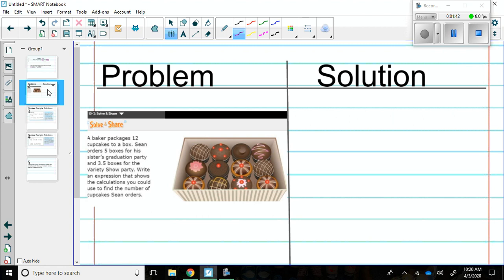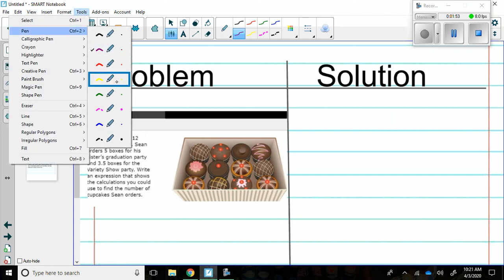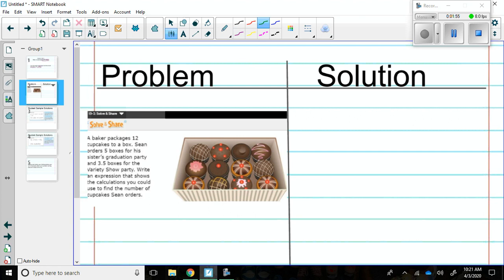Okay, before we go and solve the problem, remember we want to be doing CUBES. So the first thing I want to do is circle the numbers. A baker packages 12 cupcakes to a box. Sean orders 5 boxes for his sister's graduation party and 3.5 boxes for the variety show party.